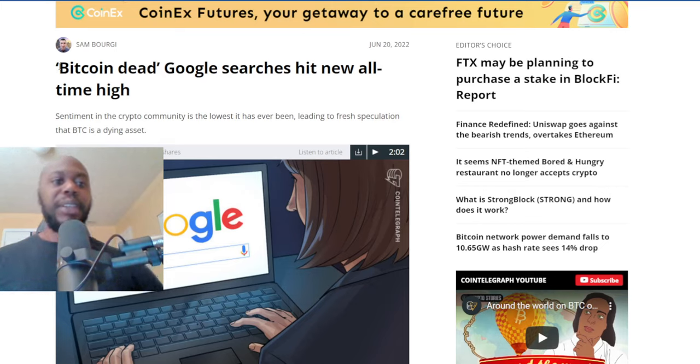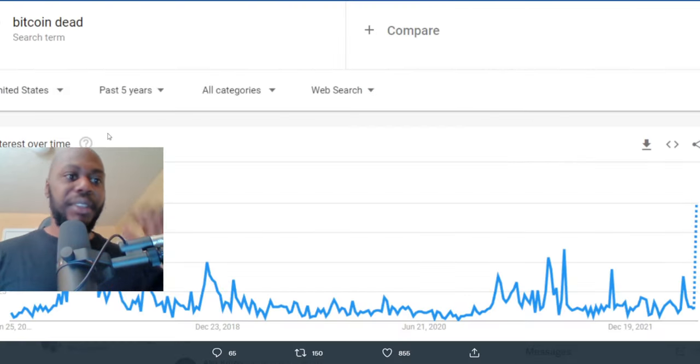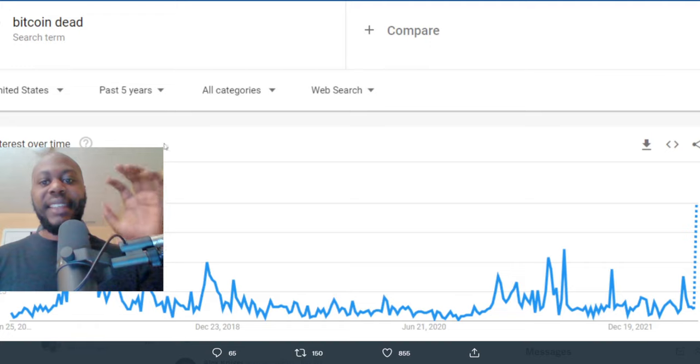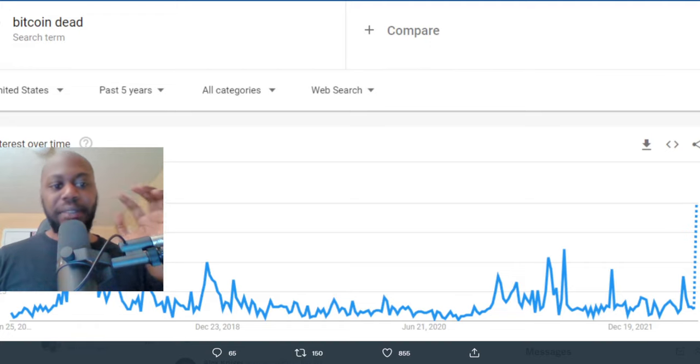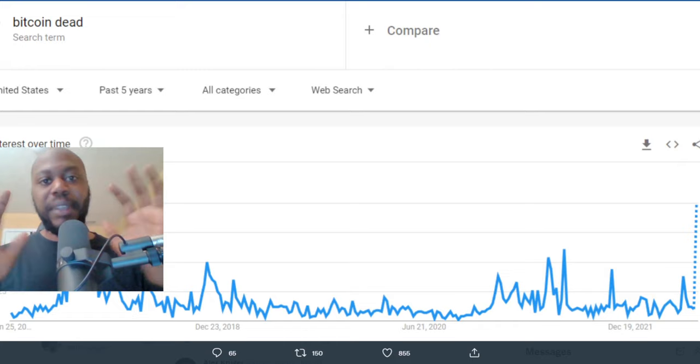This headline says Bitcoin dead, Google searches hit all-time high. Funny, right? And so the sentiment in the crypto community is the lowest it has ever been, leading to fresh speculation that BTC is a dying asset. This isn't it. Let's check this out. So here's a graph where the term Bitcoin dead has reached an all-time high of 100, never ever seen before. So I guess the growing fear of Bitcoin being a dead currency is extremely high.